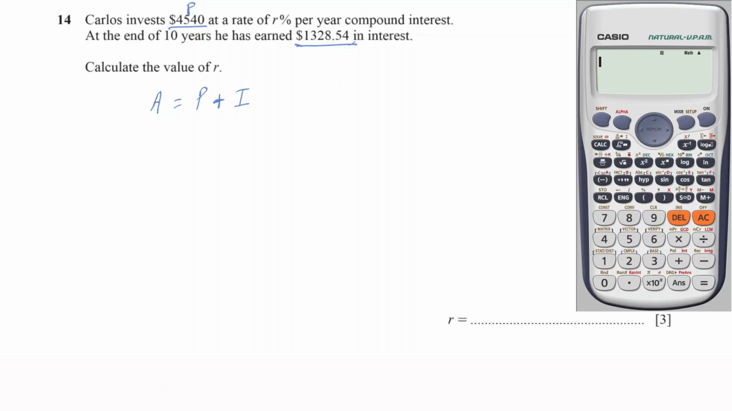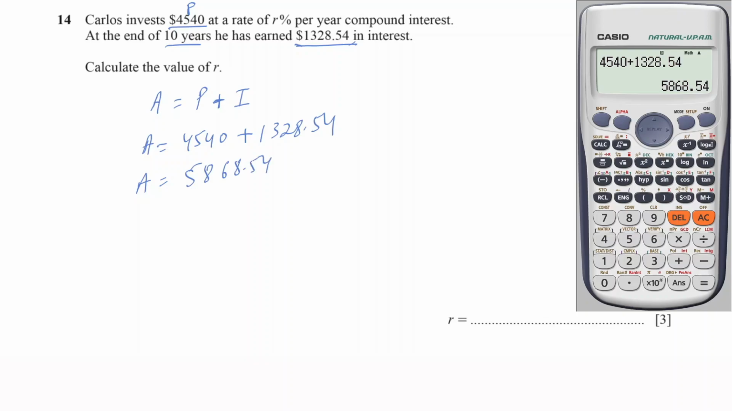So 120 is the amount that I'm receiving. Okay, so here the principal amount is 4540, and the interest that I'm getting after 10 years is 1328.54. So the total amount that he is going to receive, use your calculator, is 4540 plus 1328.54, which is 5868.54. That's the total amount that he is going to get after 10 years.